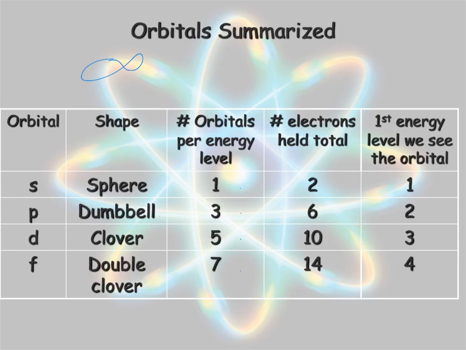Each of those holds 2 electrons, so that means in total, the S holds 2, the P holds 6, the D holds 10, and the F holds 14. The first energy level we see them on: S is on the first energy level and everything after that. P shows up on the second one and everything after that. D comes in on the 3rd one and everything after that. And then F is on the 4th ring and everything after that.